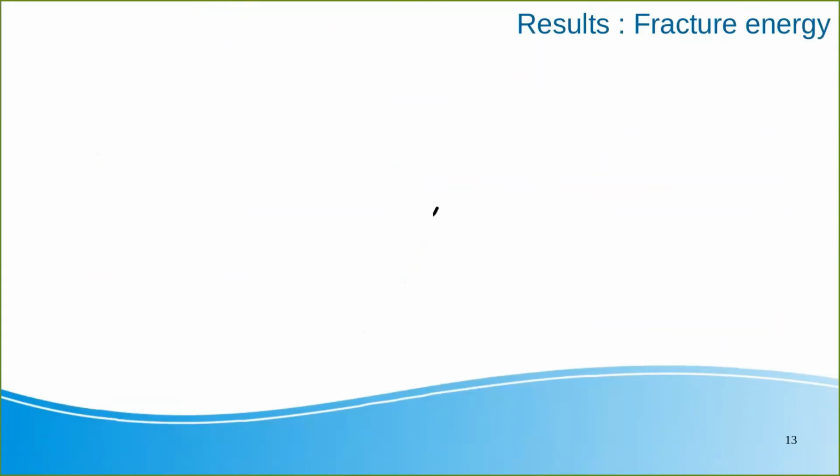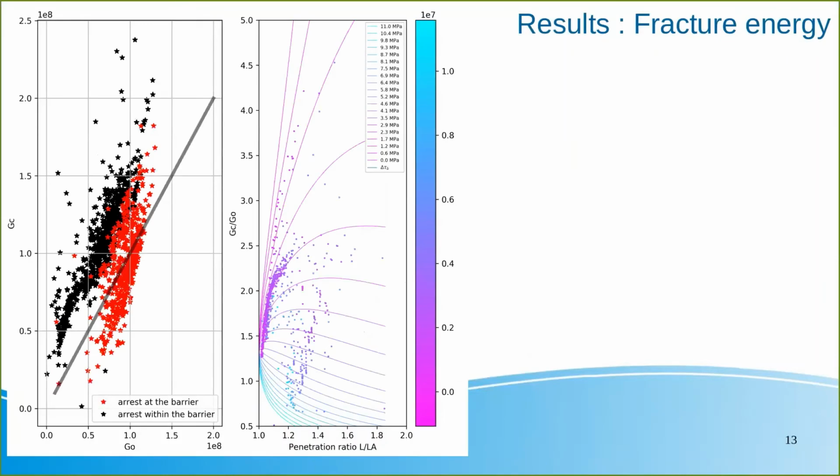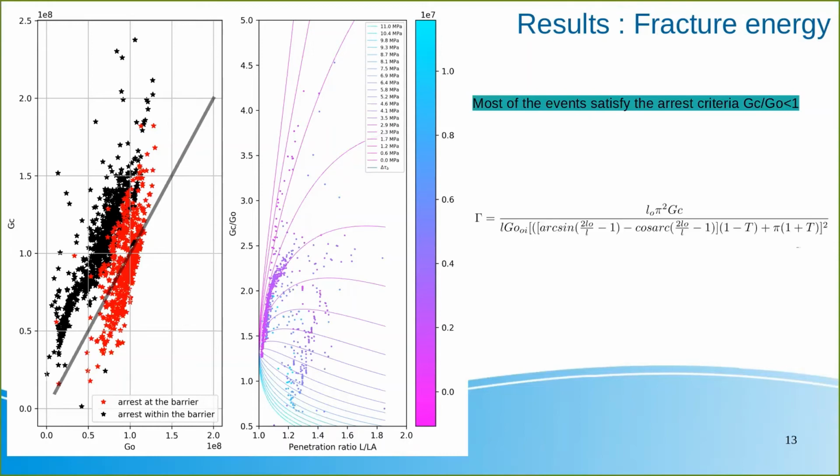We will also look at the fracture energy results. As you remember, the arresting criterion said that when fracture energy is bigger than the static energy release rate, the rupture should stop. In this plot, you see the fracture energy and G0 for the events measured from our simulations, and most of the events have fracture energy bigger than the static energy release rate. So we are satisfying the criterion for arresting rupture propagation. Then in this plot on the right, we have some curves that represent the theoretical ratio between fracture energy and static energy release rates, and in colors you see the stress drop variation in the barrier.